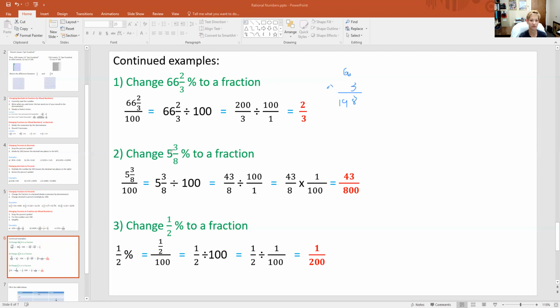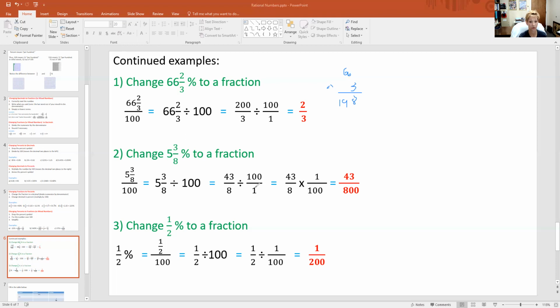The same thing here. How do you change 5 3/8% to just a fraction? Well, to do that, you put the number over 100. What's that bar mean? Well, if I've got a complex fraction, that bar means divided by. So when I've got a complex fraction, I'm going to rewrite it like a division problem from 4th grade. I change that to an improper fraction. So 43 over 8 divided by 100.